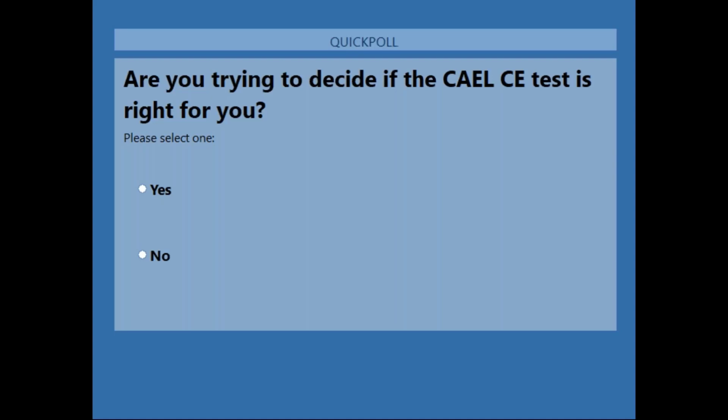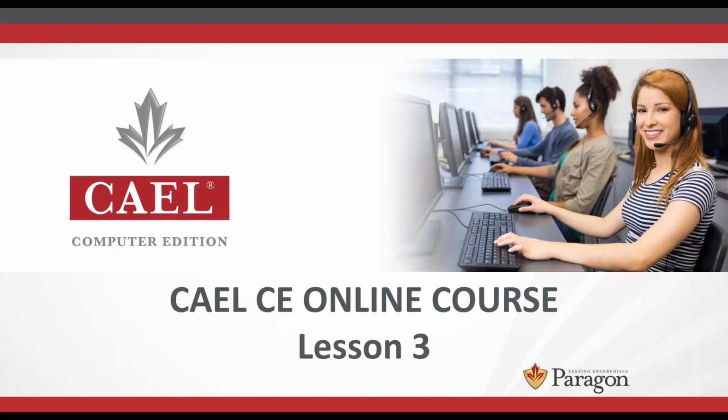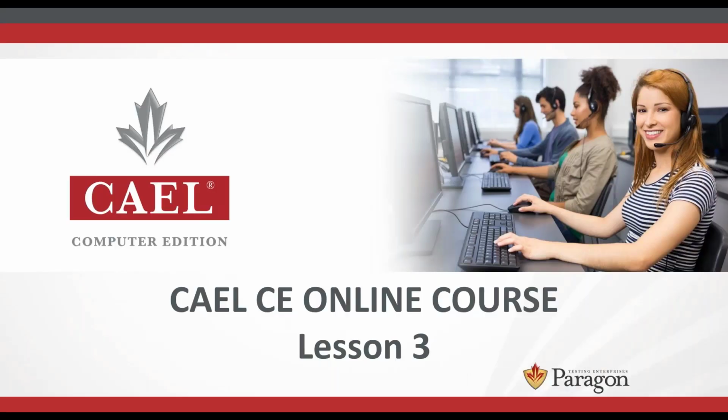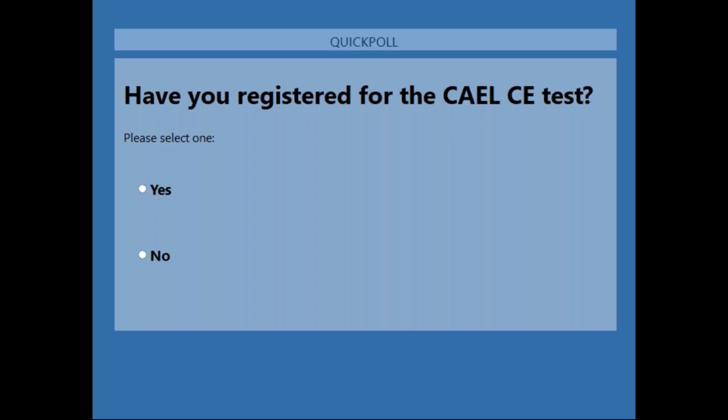Okay, thanks for answering that, everyone. I see so far 65% of people have voted. Just wait one more second. Okay, I guess nobody else is voting right now, so I'll close this one and show you the answers. So far, 73% said yes, 27% said no. All right, I'm going to ask one more, and then we'll start the lesson properly. The last one says, have you registered for the CAEL CE test? I'm launching that now.